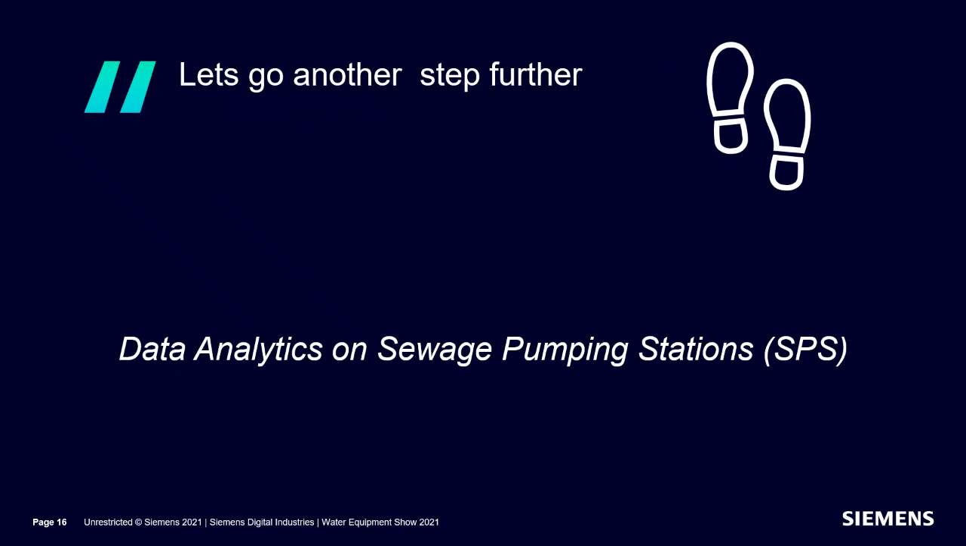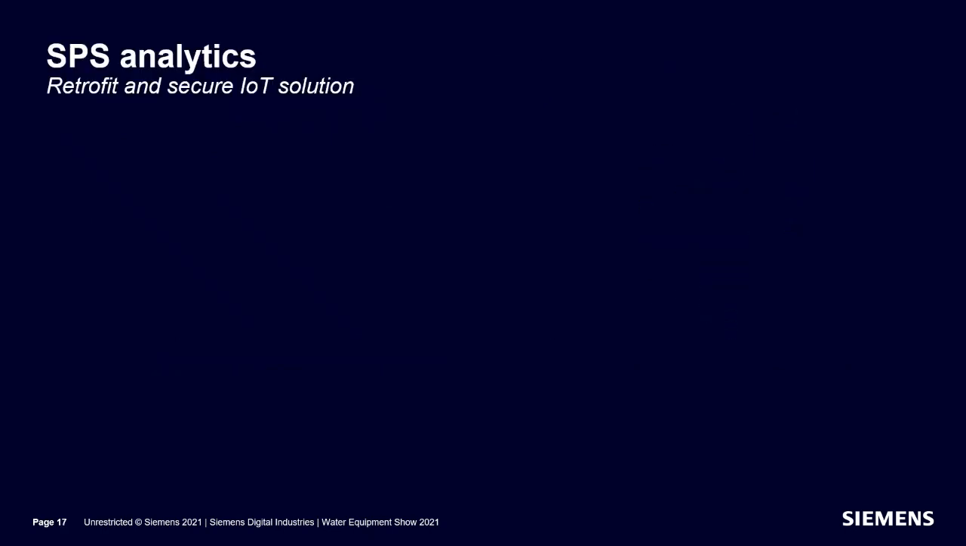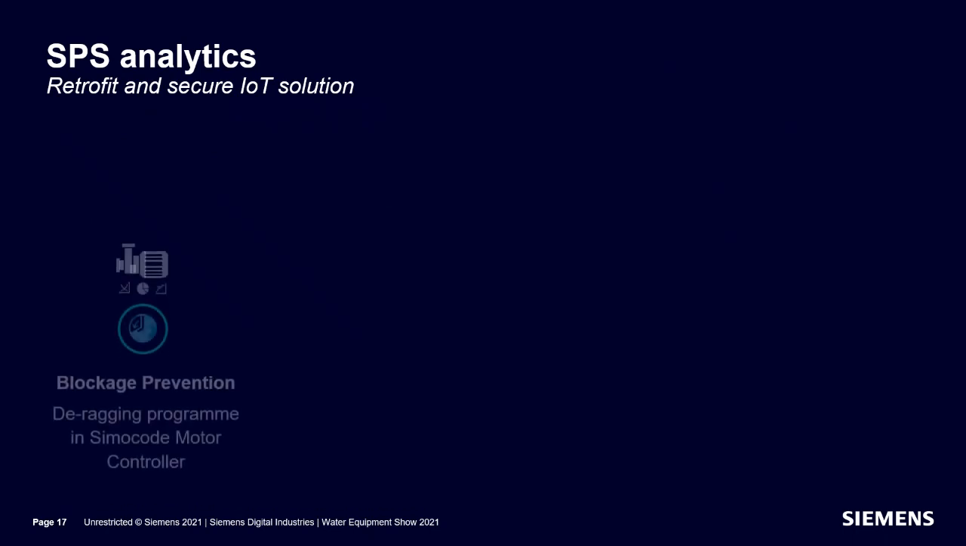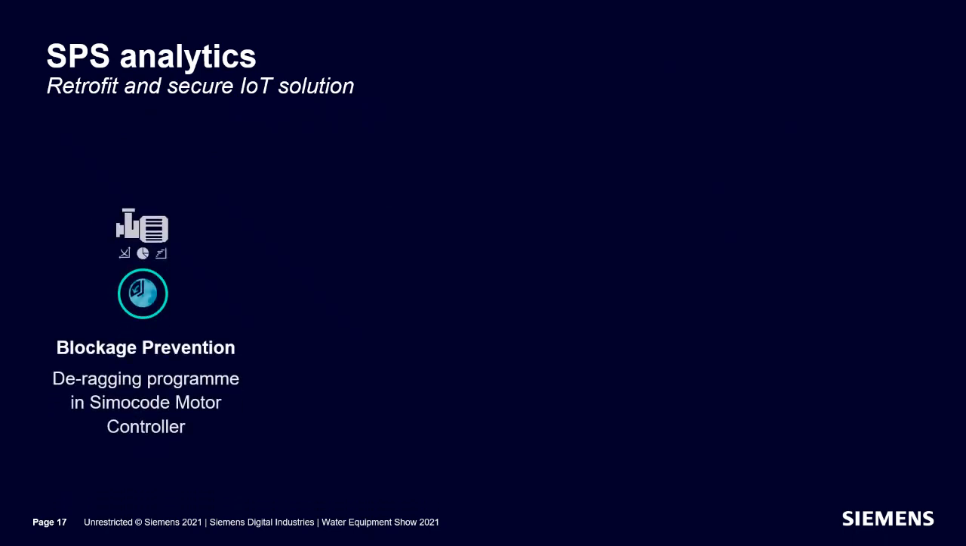But again, we can go another step further. If there was installed, for example, an intelligent motor controller, then we can start to use the condition and operational data to then control the pump reversal to stop blockage occurring in the first place. Additionally, the intelligent motor controller can further provide performance insight of the pump set.